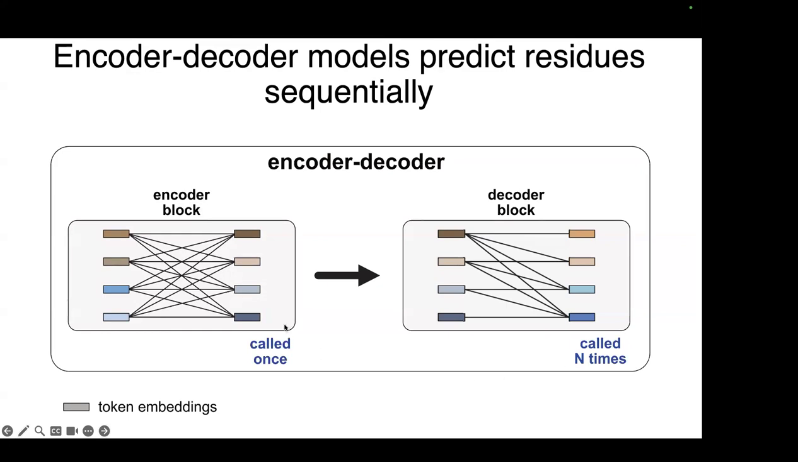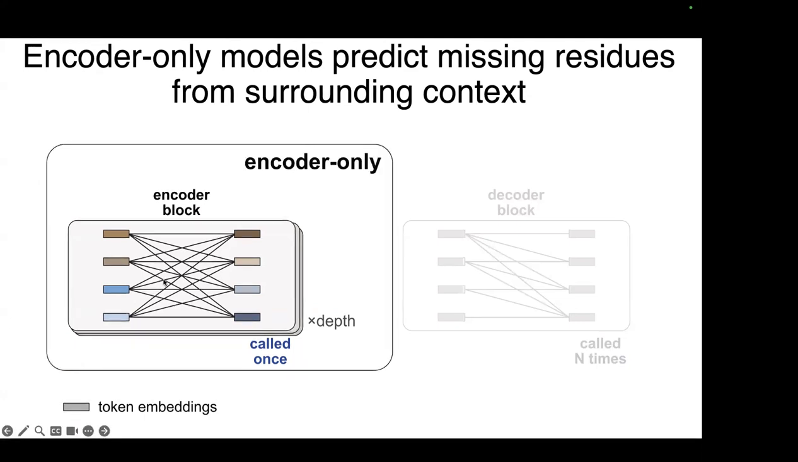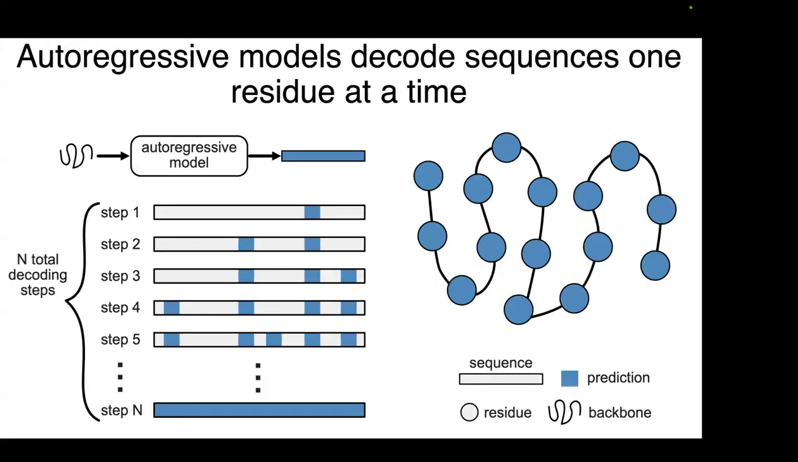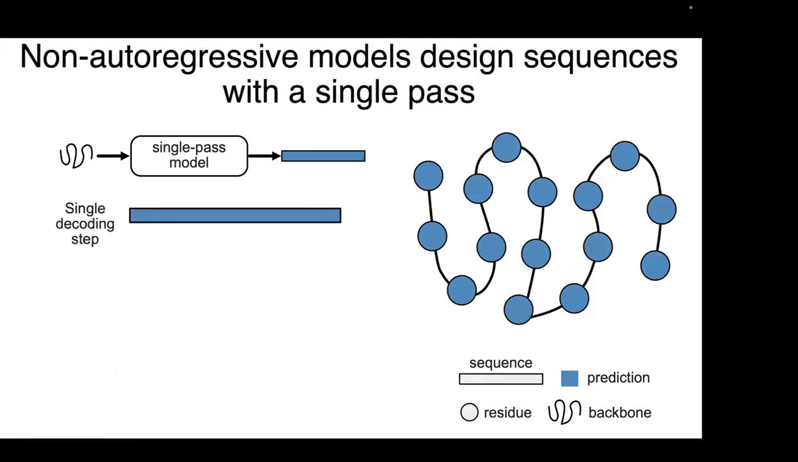So you can already intuit the sequential order, but contrast this to encoder-only models, where you only have an encoder block, which tends to have a lot more depth and is only called once. You have information flow bidirectional, and you're predicting missing residues from surrounding context, and doing this essentially in a single pass. Compared to this autoregressive flow, these non-autoregressive types of models are formulated to predict the sequence from a single pass. So you can imagine it looks like this, with a single decoding step, though you don't actually have a decoder.